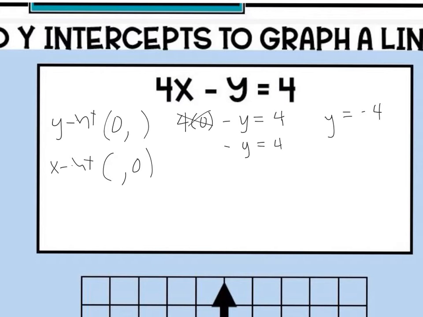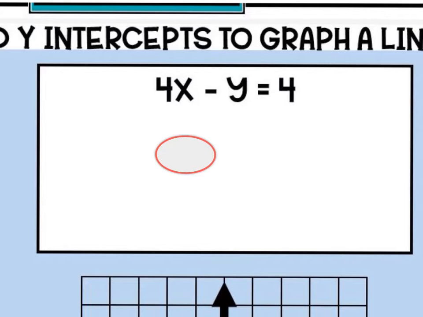On the second equation, if we make the y 0, you'd have 4x minus nothing is equal to 4. You would get 4x, take away nothing, is just 4x is equal to 4. Divide both sides by 4, and you should have an x-intercept of 1. Alright, let me clean this up, and then we'll do the cover-up method.